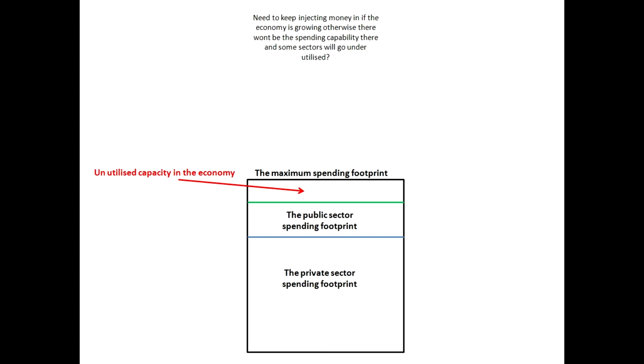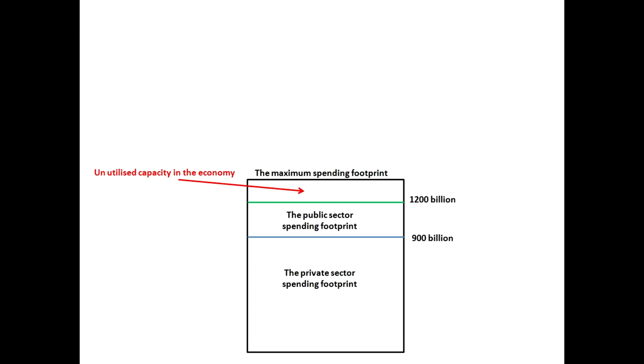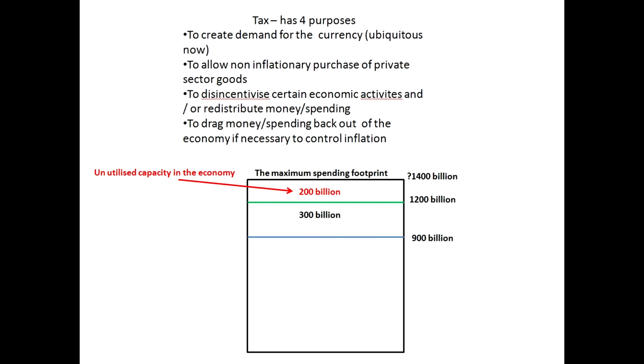So I've just tried to put a couple of figures on the size of those footprints. Australia's total GDP is about 1,200 billion, and if the private sector is 3/4 of the size of our GDP, then that amounts to about 900 billion. These are just rough figures. I'm sure some people will contest the ones I'm using here. Now the next thing I've done, and this is a lot more of an estimate than any science, is that I've just tried to give an indicative size of the amount of unused capacity in our economy, and I've said that's about 200 billion, and therefore our maximum spending footprint would be 1,400 billion.